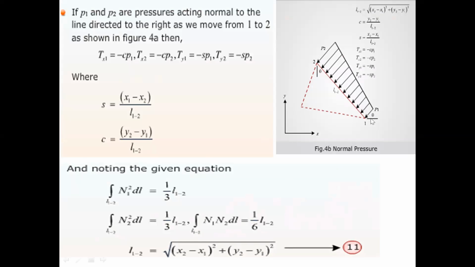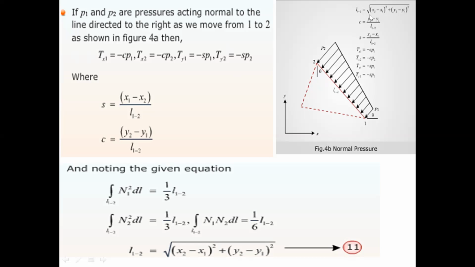I've given you a traction force which is varying, with magnitude P1 at node 1 and P2 at node 2. Sometimes you can have a UDL load like a P, but here the intensity is changing from P1 to P2. In such a case, we have to resolve these into components to get Tx1, Tx2 here, and similarly Ty1, Ty2 there.